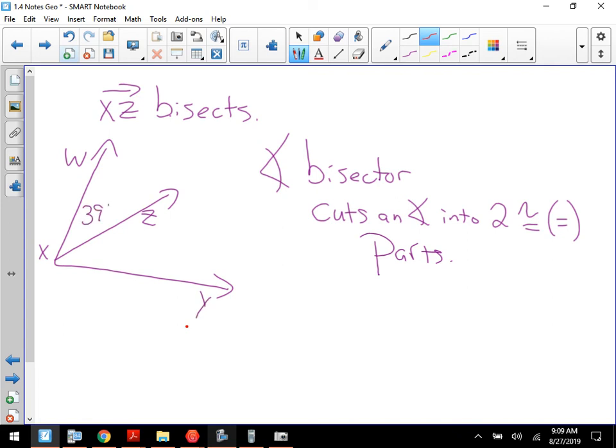And if that part's 39, what's the other side have to be? If it bisects, if this is going to bisect the whole thing, that means it cuts it into two equal spots. So if one side's 39, the other side is 39. See what that means?